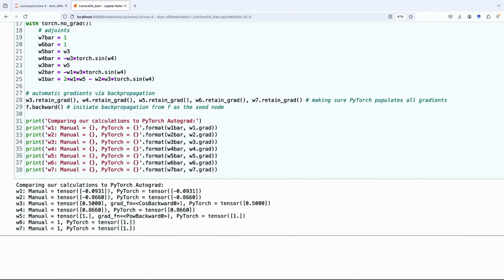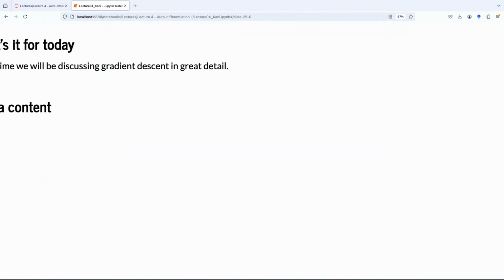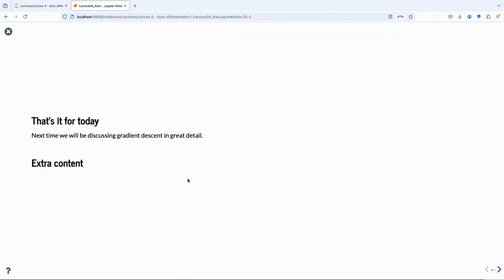Does that make sense? Okay, so we are going to go over this computation graph and more next time. And then that'll give us the ability to go into gradient descent and what gradient descent actually means. So thanks for coming today, and I'll see you on Thursday.